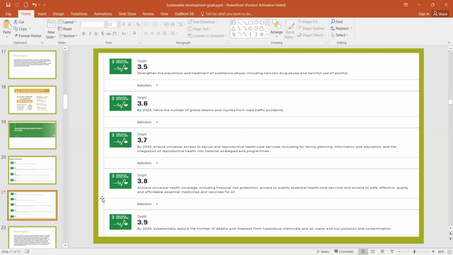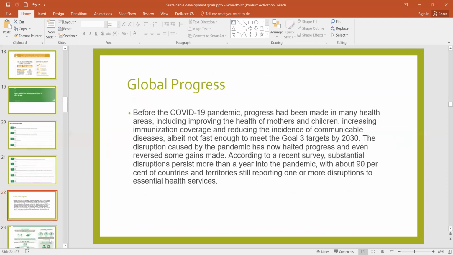By 2030, substantially reduce the number of deaths and illnesses from hazardous chemicals and air, water, and soil pollution and contamination. Now comes the global progress of SDG number 3.